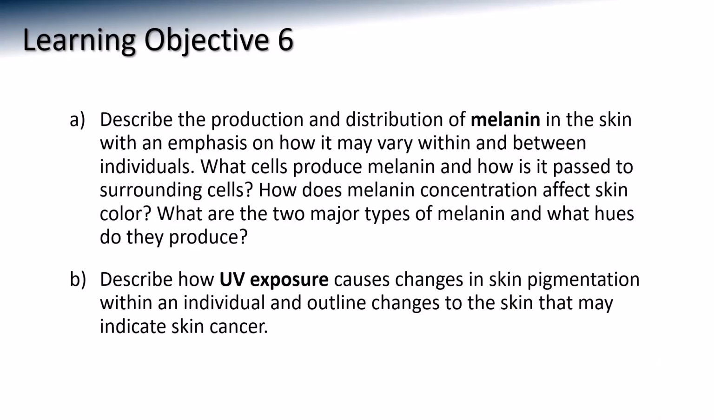In this video we're going to be covering melanin and skin color. Our objectives are, number one, to describe the production and distribution of melanin in the skin. We're going to talk especially about how it can vary between individuals and how it will vary within individuals. And once we've got the basics done, we'll take a look at how UV exposure can change pigmentation of the skin, and talk about some changes that could indicate skin cancer.